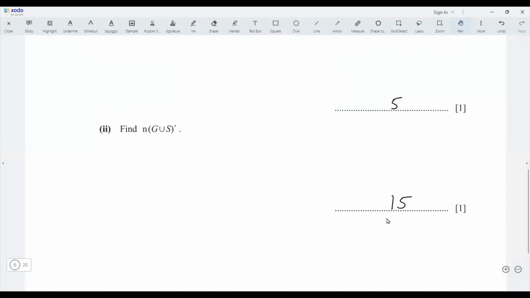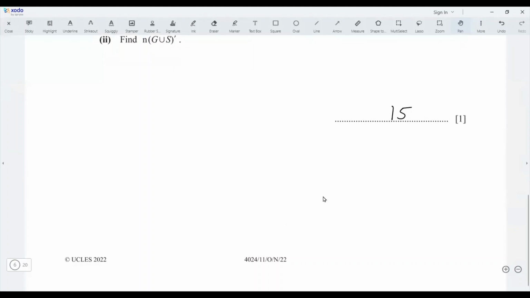So I hope all of you understood. If you don't understand, then do let me know. I can make some similar types of questions for you as homework today. So going to the next question.